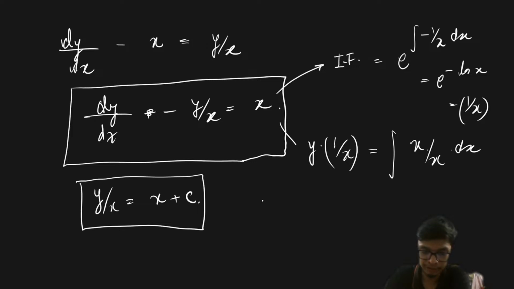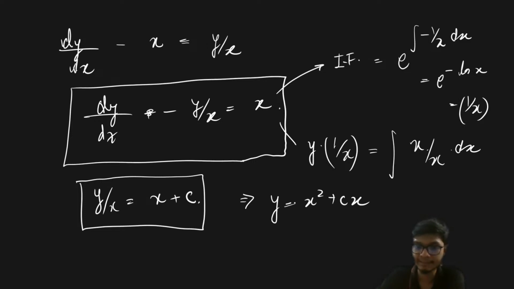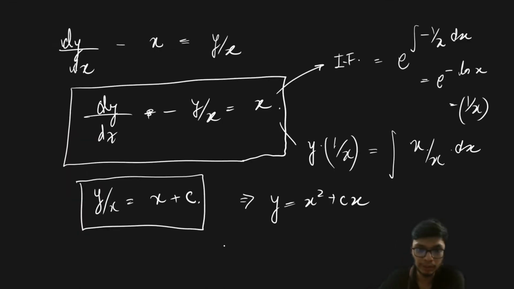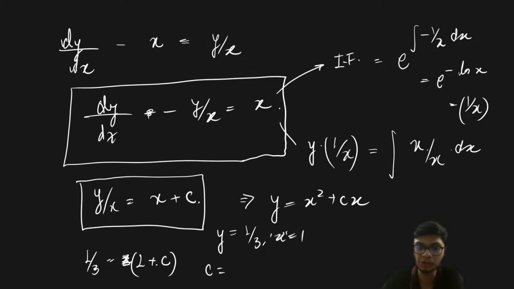And for getting the value of the constant, we already have the initial condition, right? So y = x² + cx, and if we look at the condition over here, f(1) = 1/3. So f(1), that is y = 1/3 at x = 1. Putting x = 1, y = 1/3 equals 1 + c, and therefore from here I will get c = −2/3. All right.